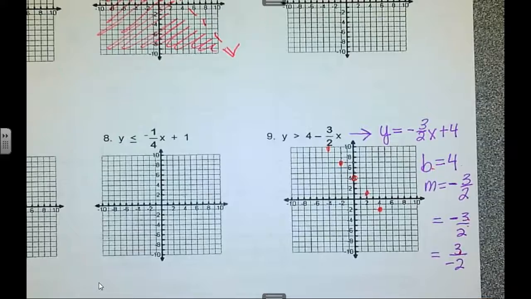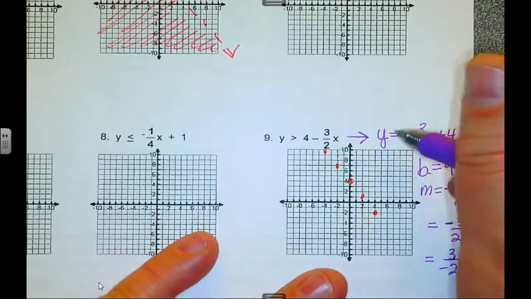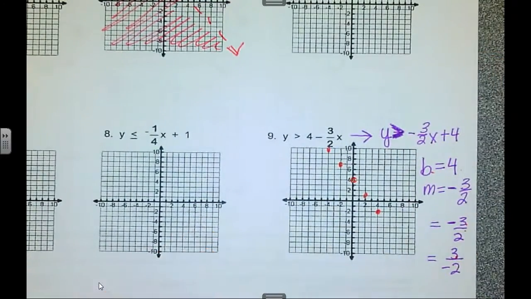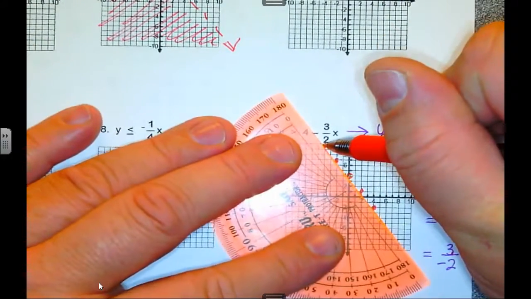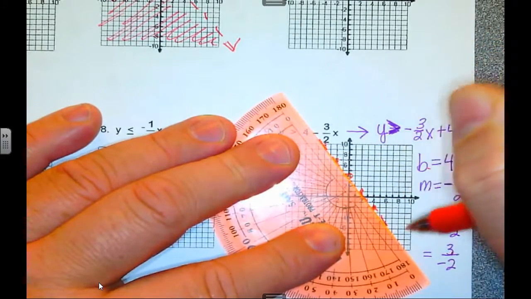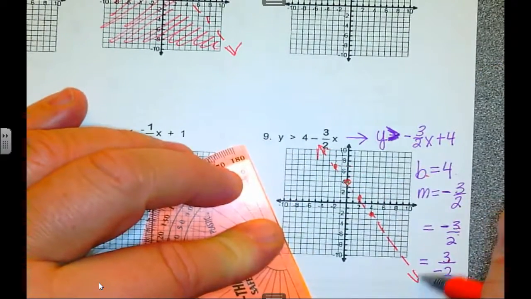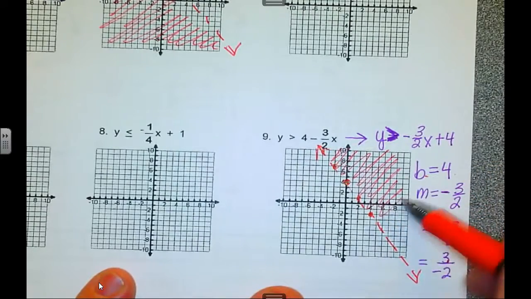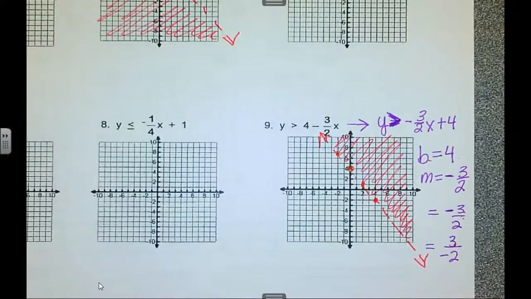Solid or dashed? This is greater than. Dashed line. Above or below? And there you have it.